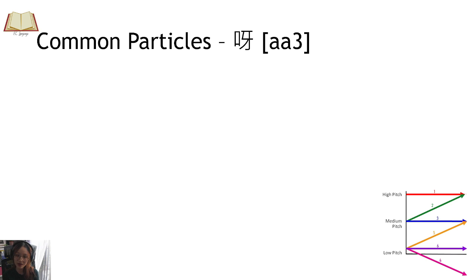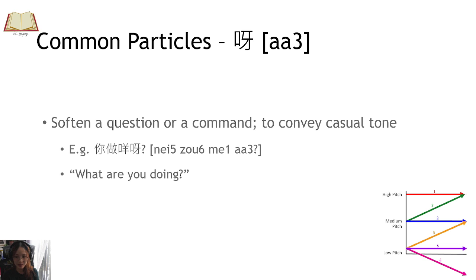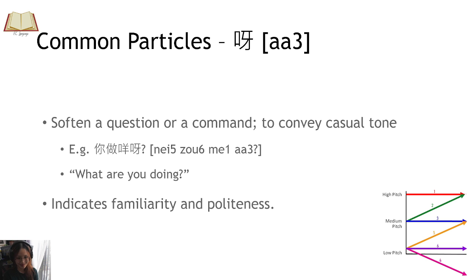Let's start with one of the most commonly used particles, a. This particle is used to soften a command so it is less abrupt and demanding. It also helps us sound more casual and relaxed. Here is an example. 你做咩啊? This means, what are you doing? This gives off a sense of familiarity and politeness.